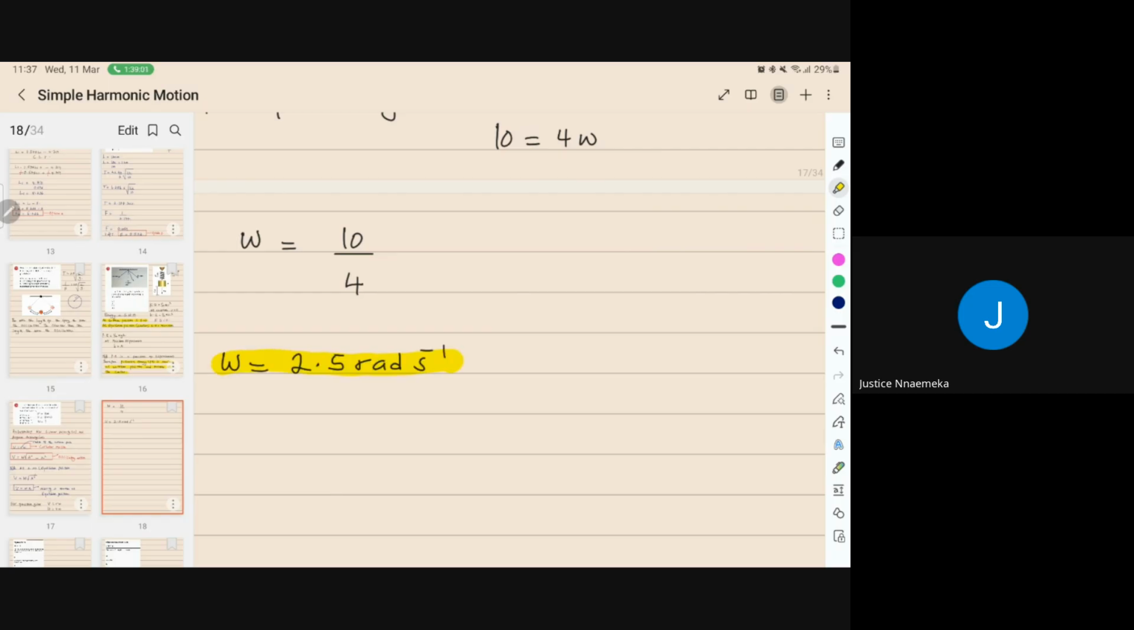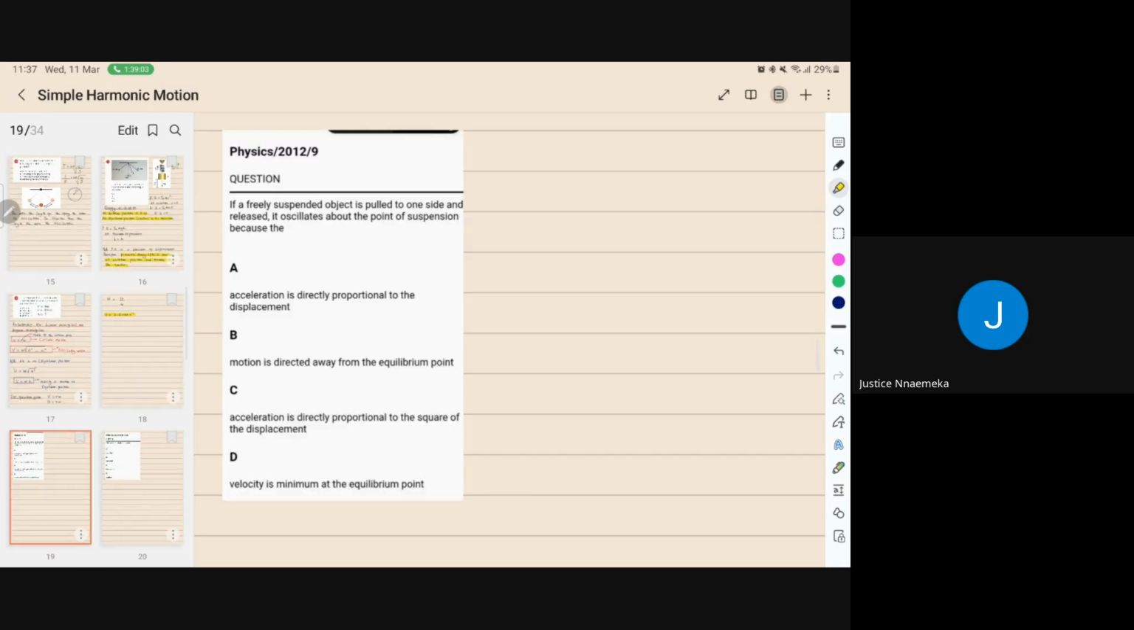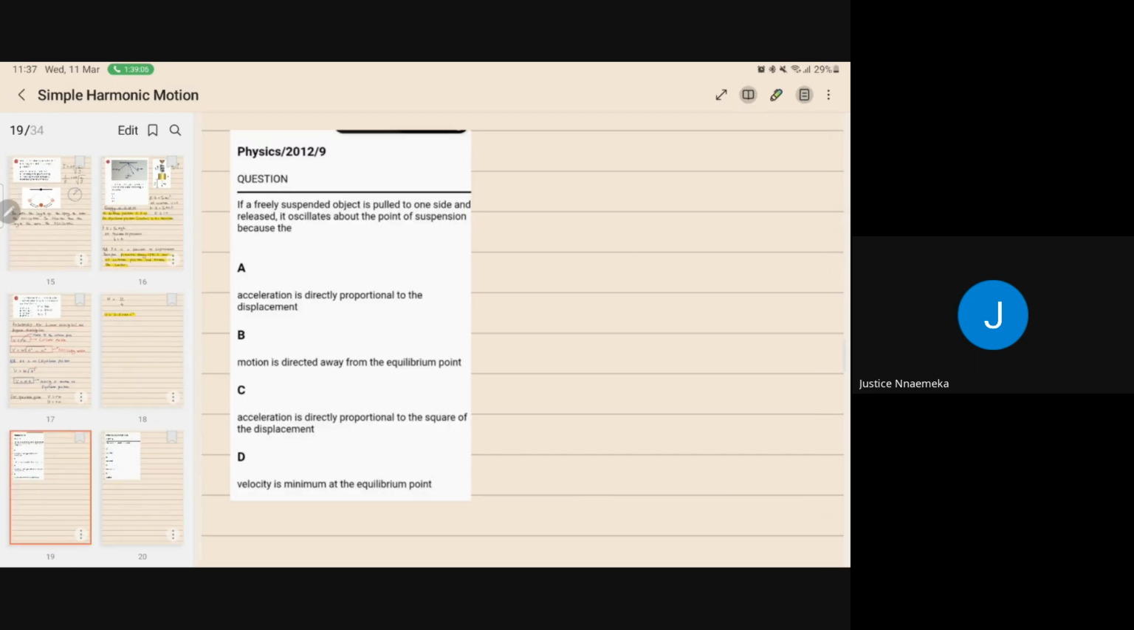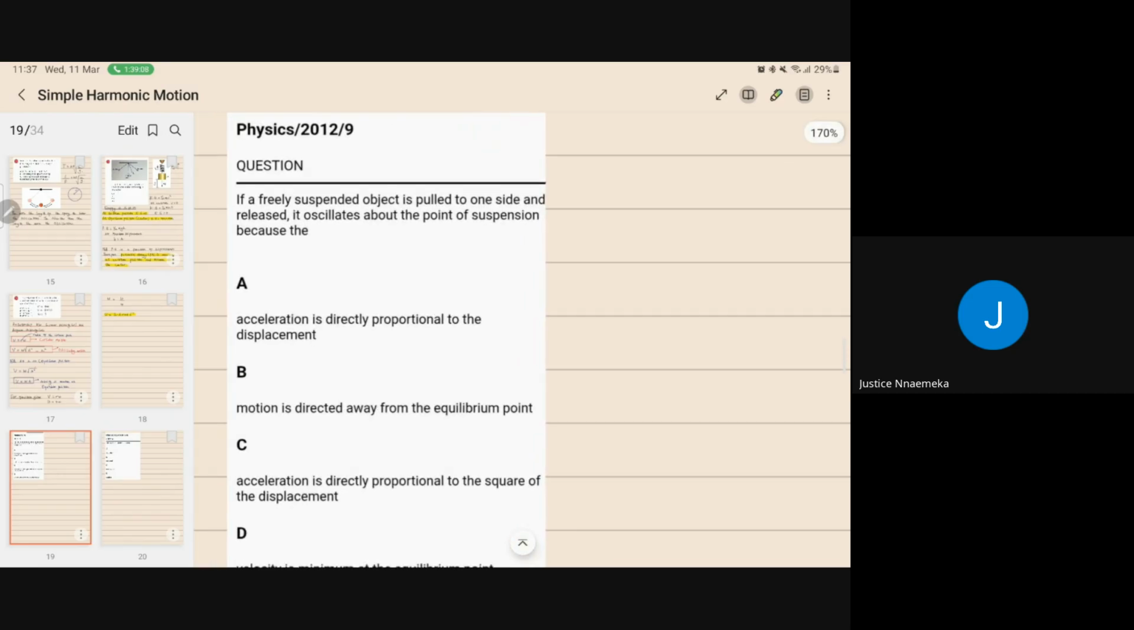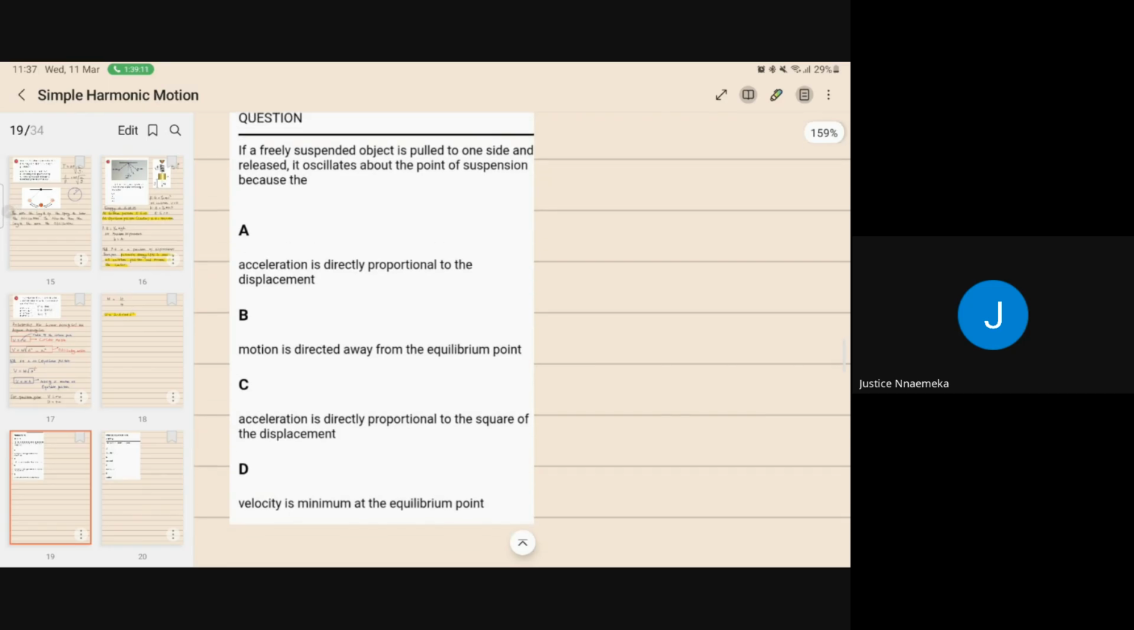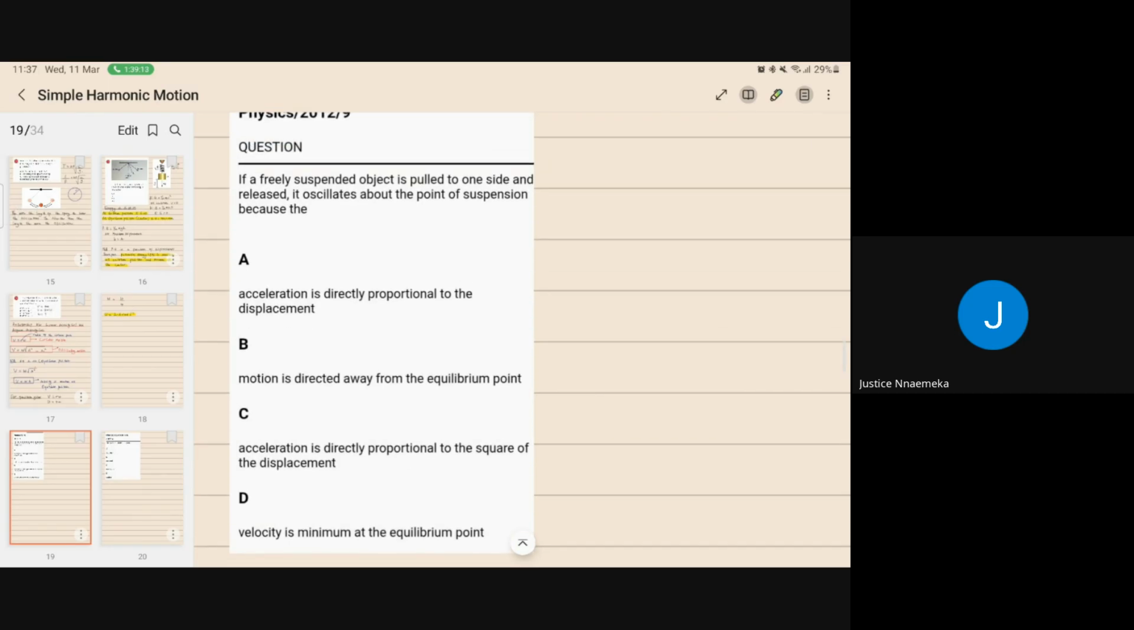So omega equals this. Now, the next problem we have right here is this one, and I think we can answer that very question. Let me zoom on it. It said, if a freely suspended object is pulled to one side and released, it oscillates about the point of suspension because of what? I've explained that during the course of the lessons since last week. Let me see your answers on the chat.